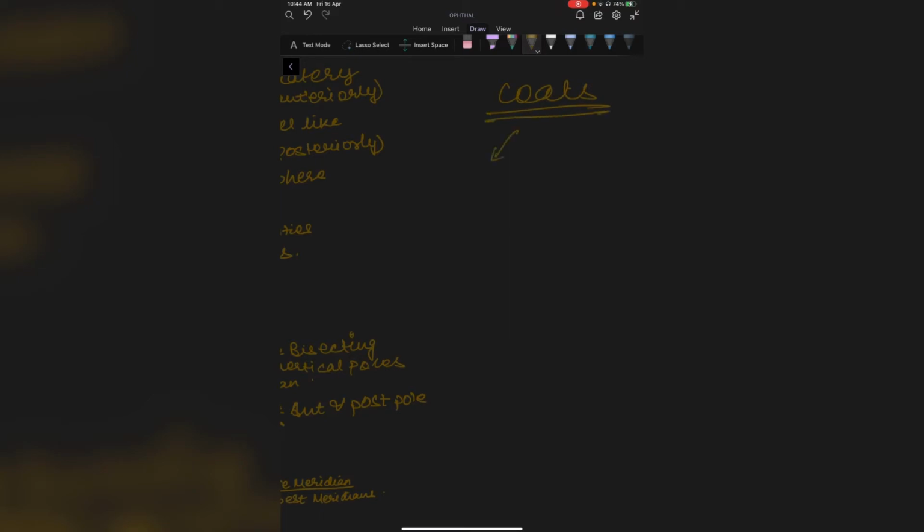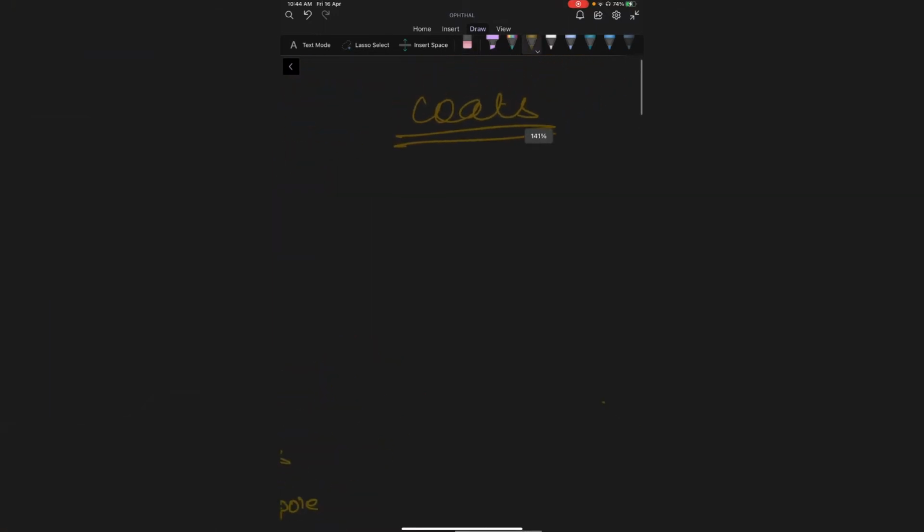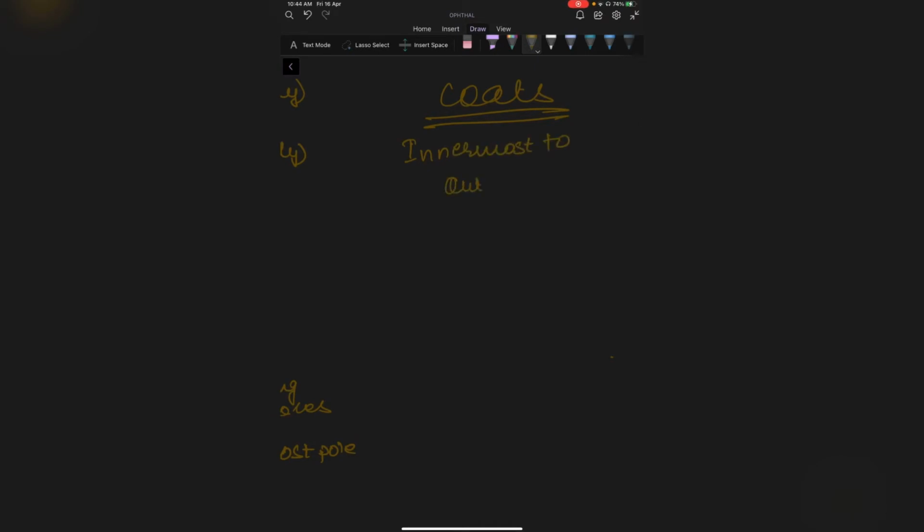So the coats we define as, the first thing, we are going from the innermost, which is the simplest one, to the outermost, right? So how can we go from the innermost to the outermost? The innermost is your nervous coat, which mainly is your retina.